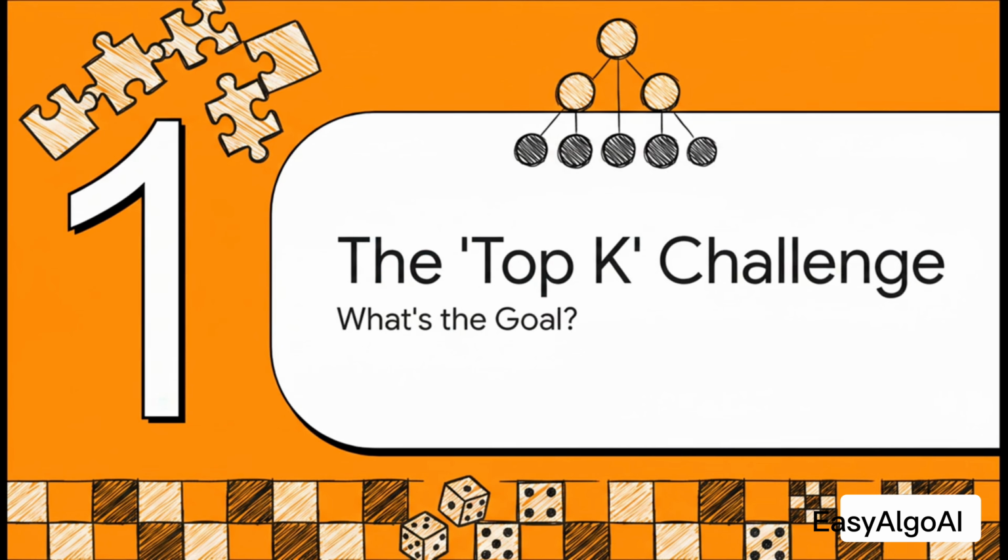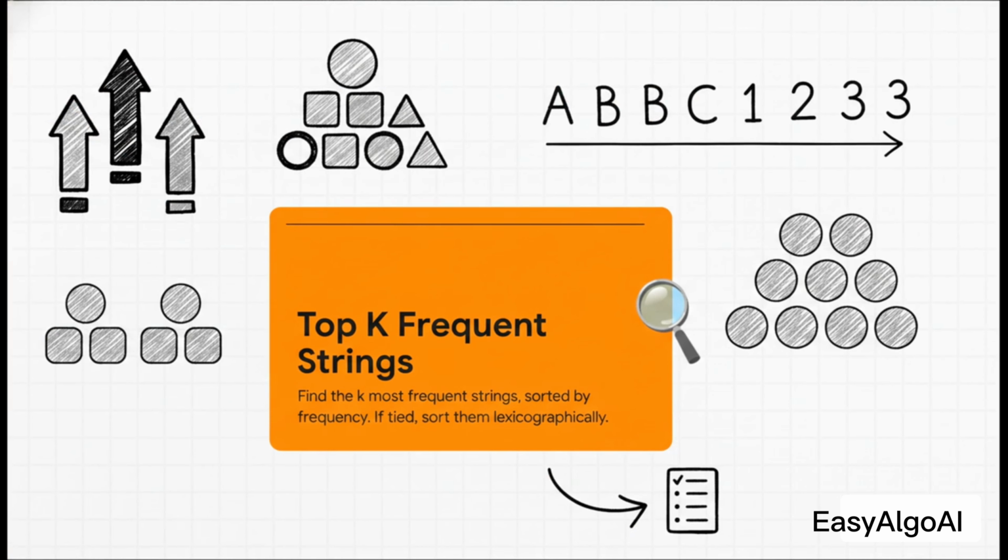Okay, so first things first. What exactly are we trying to do here? Let's lay out the rules of the game. There are really two key things we have to get right. First, pretty obvious, we need to find the words that pop up the most often. Second, we need to sort those top words by their frequency, going from the highest all the way down to the lowest. And here's the tricky part, the tiebreaker. If two words show up the exact same number of times, the one that comes first alphabetically wins.